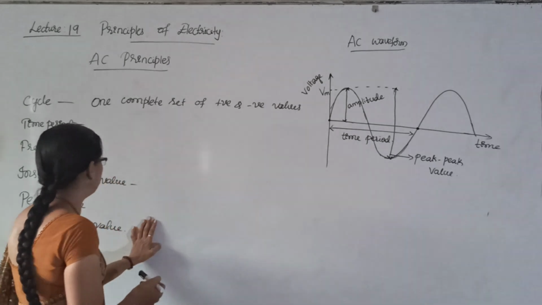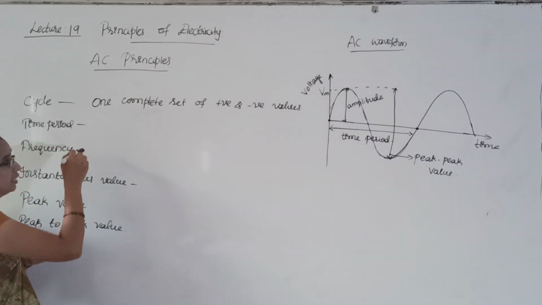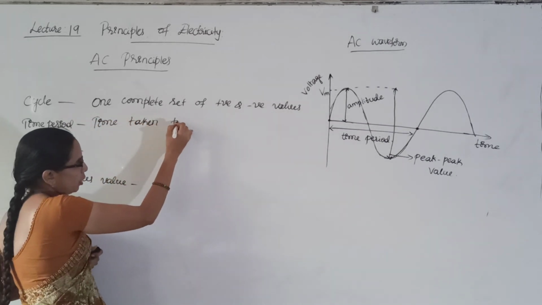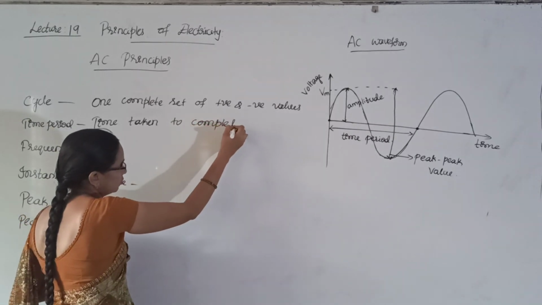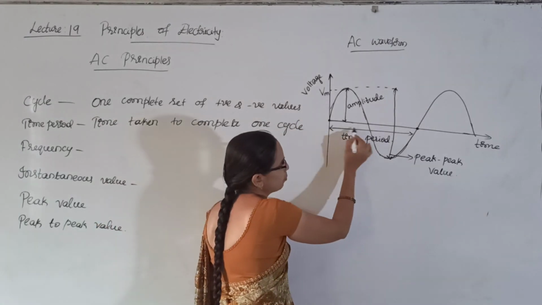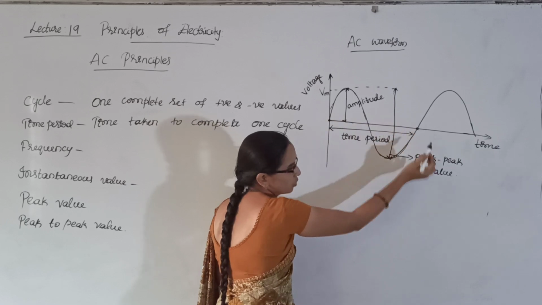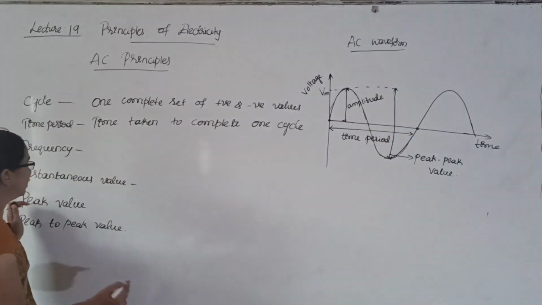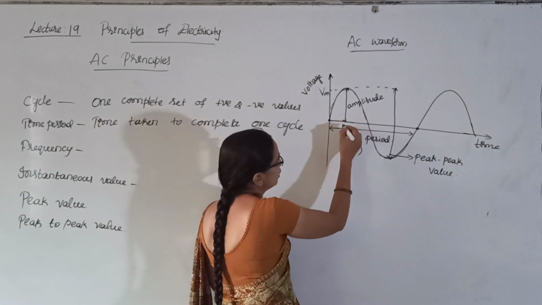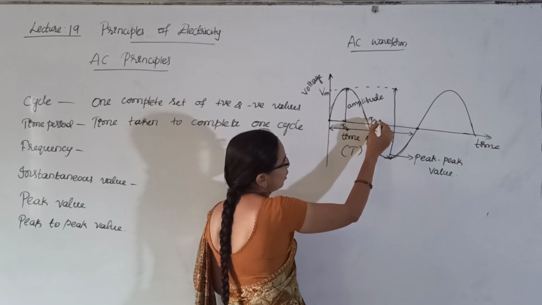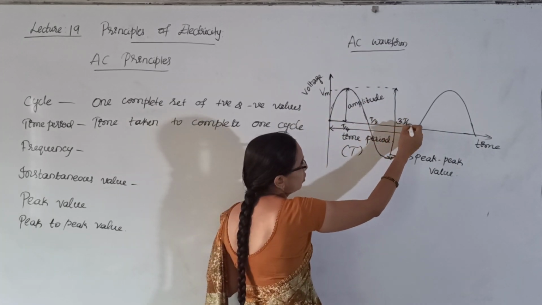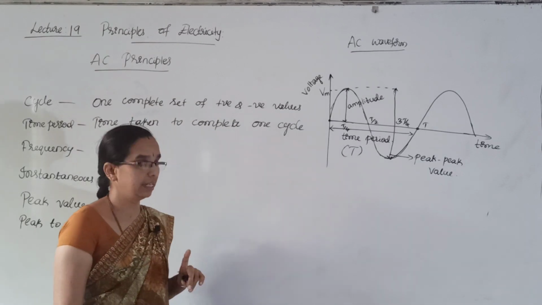What do you mean by time period? Time period is the time taken to complete one cycle. In the diagram you can represent the time period from this point to this point. Time period is represented by capital T, and here it is T by 4, a quarter of the time, here it is T by 2, once it completes the positive half cycle, and here 3T by 4, and here it is the complete T.